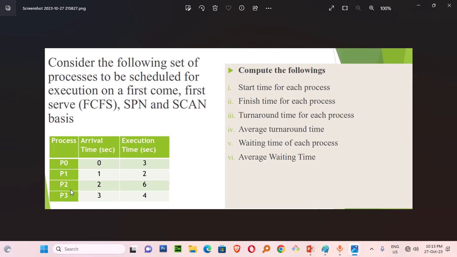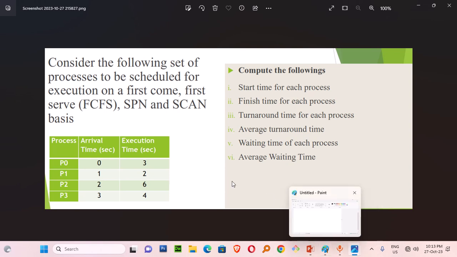The processes that we have here and that we're going to use in today's video are P0, P1, P2, P3. The arrival times are 0 for P0, 1 for P1, 2 for P2, and 3 for P3, and the execution times are 3, 2, 6, and 4, as you're seeing. In this video, we're going to learn how to calculate the start time for each process, the finishing time, the turnaround time, the average turnaround time, the waiting time, and lastly, the average waiting time.